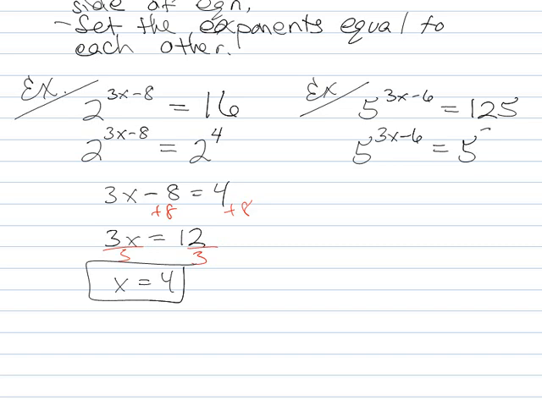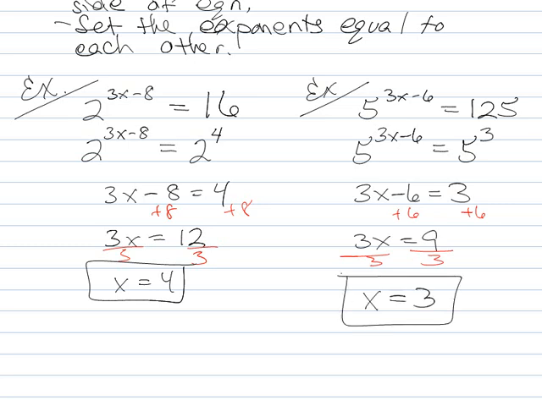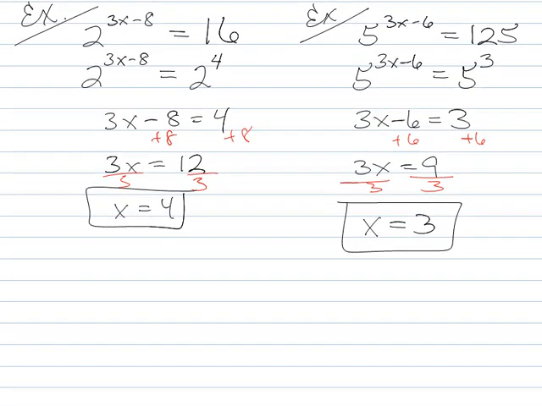5 to the 3rd is 125. So let's set our exponents equal to each other. And we'll say, all right, 3x equals 9. Divide both sides by 3 and say x equals 3. Good?